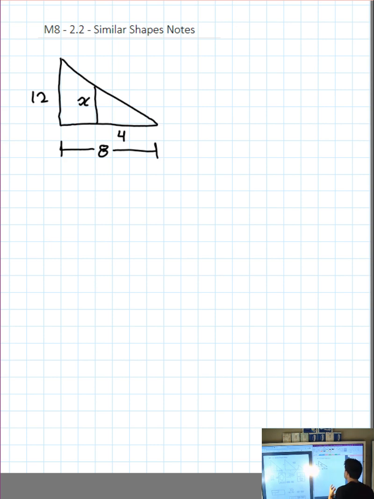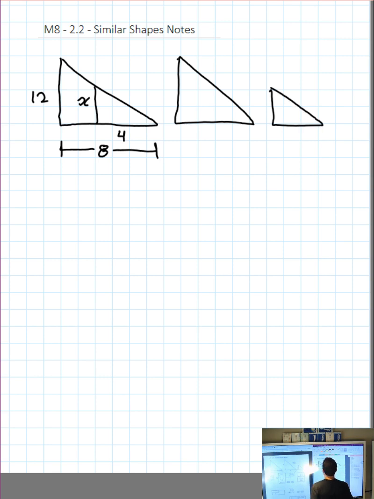So the first thing that I'm going to do is I'm going to draw two separate shapes completely in exactly the same orientation. Now keep in mind, this doesn't have to be perfect. They're not obviously going to be exact, but it's just going to help me visualize. So the big one is 12 and 8, and the small one is x and 4.